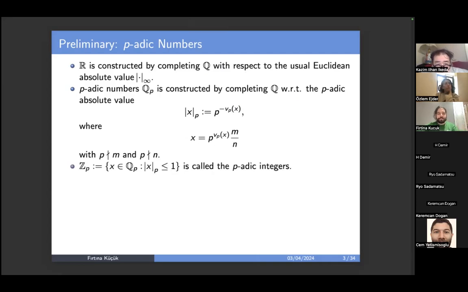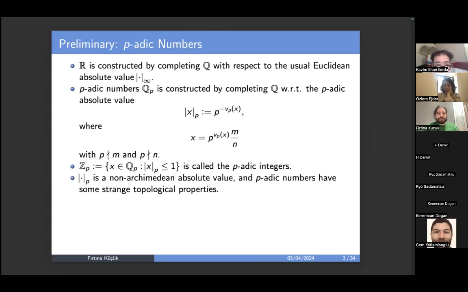And we can look at the p-adic integers, which is the closed unit ball, I mean the set where the absolute value is less than or equal to one. If we look at this set, we get the p-adic integers, denoted Z_p. This absolute value is a non-Archimedean absolute value, and therefore p-adic numbers can have some strange topological properties. For example, every triangle is isosceles, to give one example.